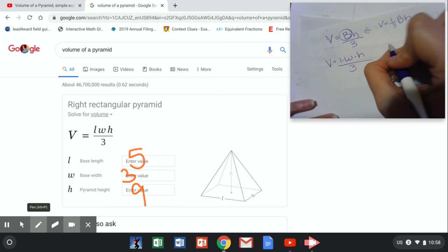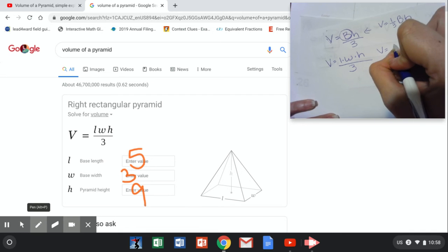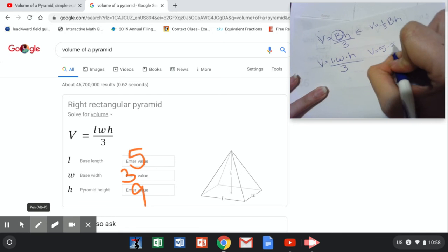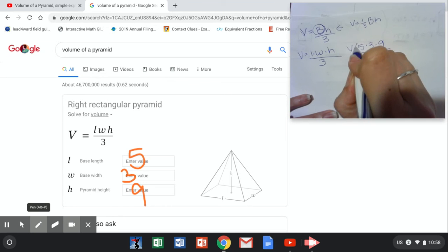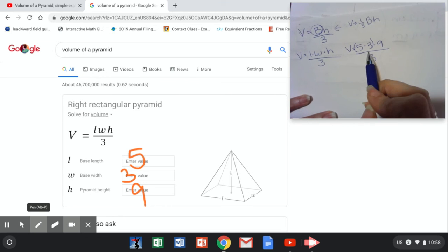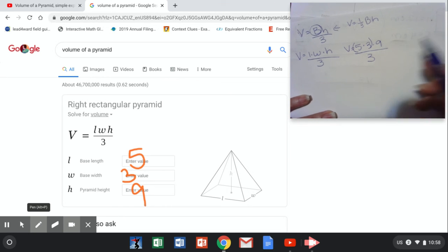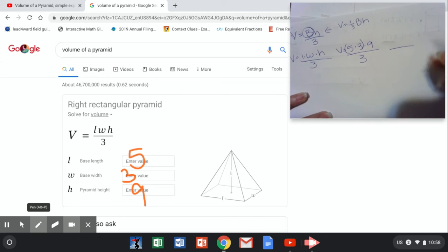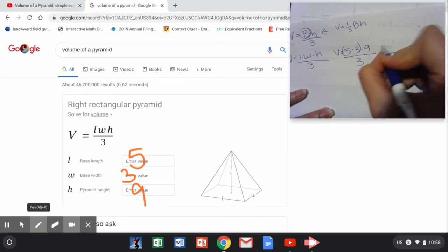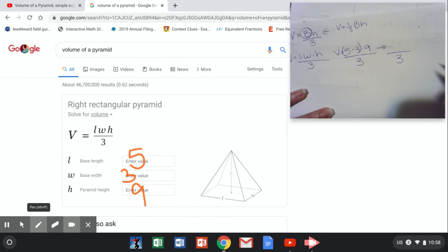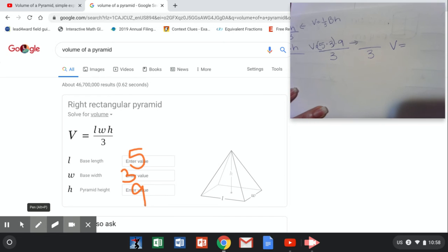Well, my length in this case is going to be 5. My width is going to be 3. My height is going to be 9. Divide by 3. So I want you to go ahead and multiply this right here. When you get that answer, multiply it by 9. And then when you get both of those, put your answer here. So 5 times 3, put your answer. Then multiply that by 9 and put it here. Then divide by 3. And then you're going to get volume equals whatever this is. And let's just say we're going to make these centimeters cubed as well. Okay. So that is how you find the volume of a pyramid.